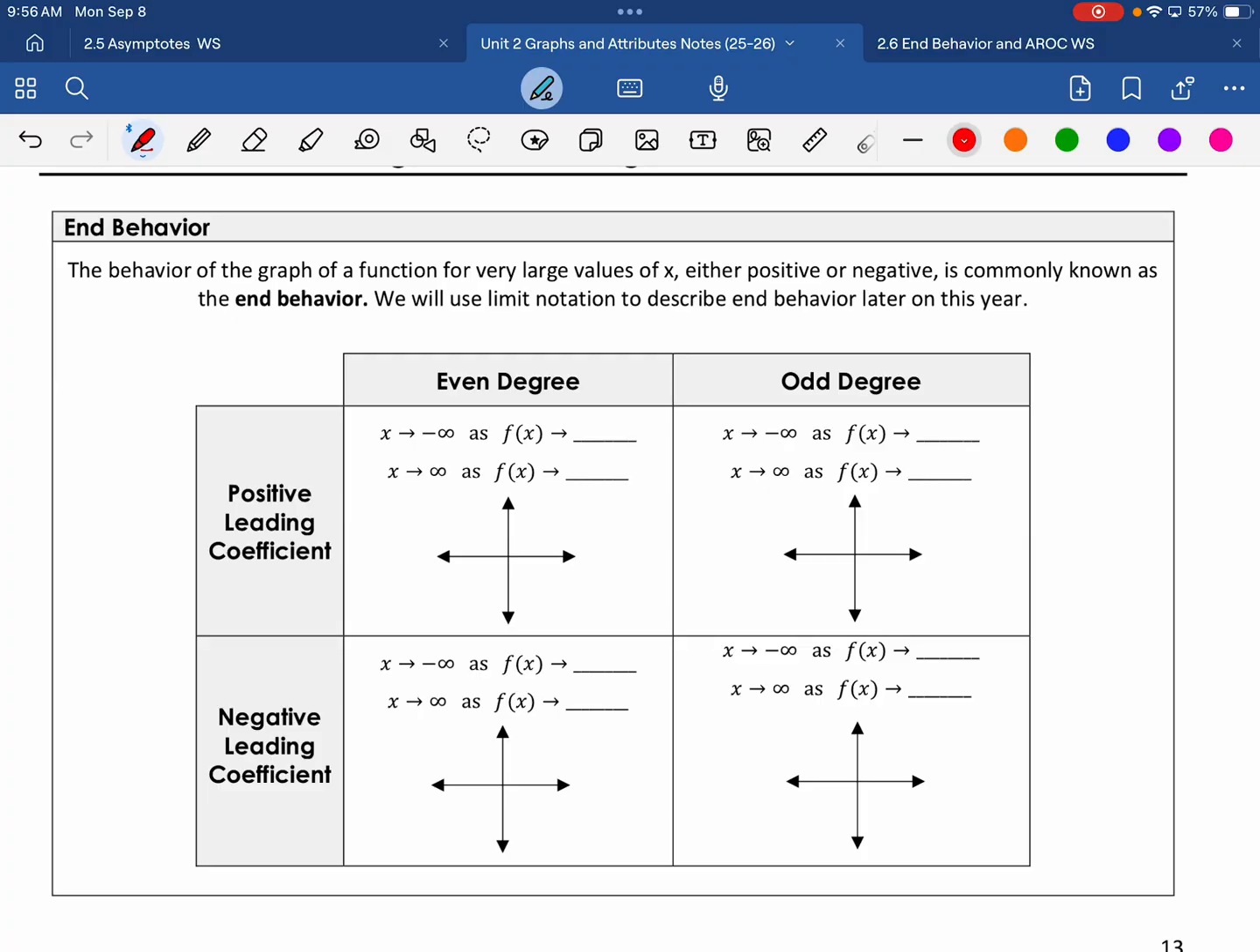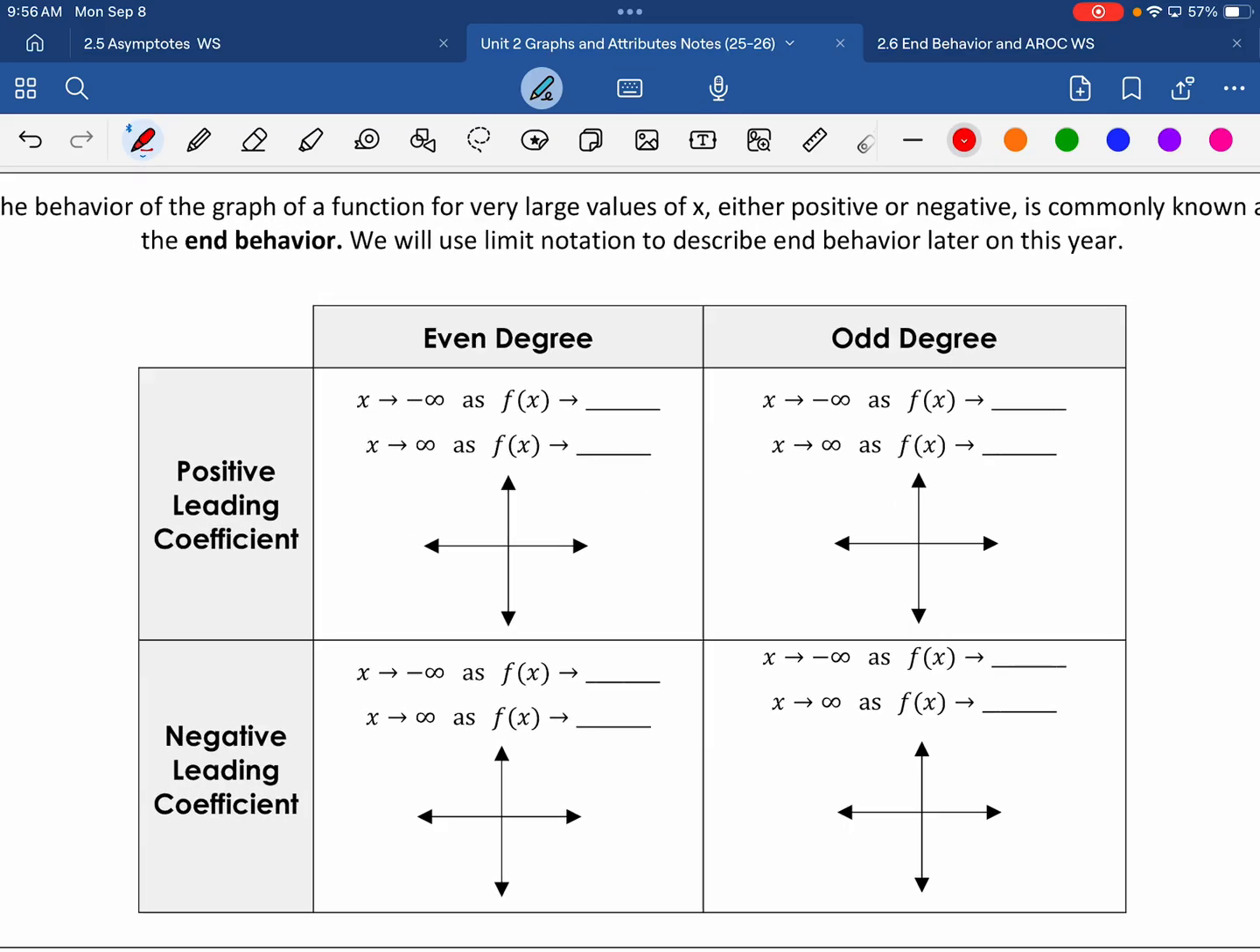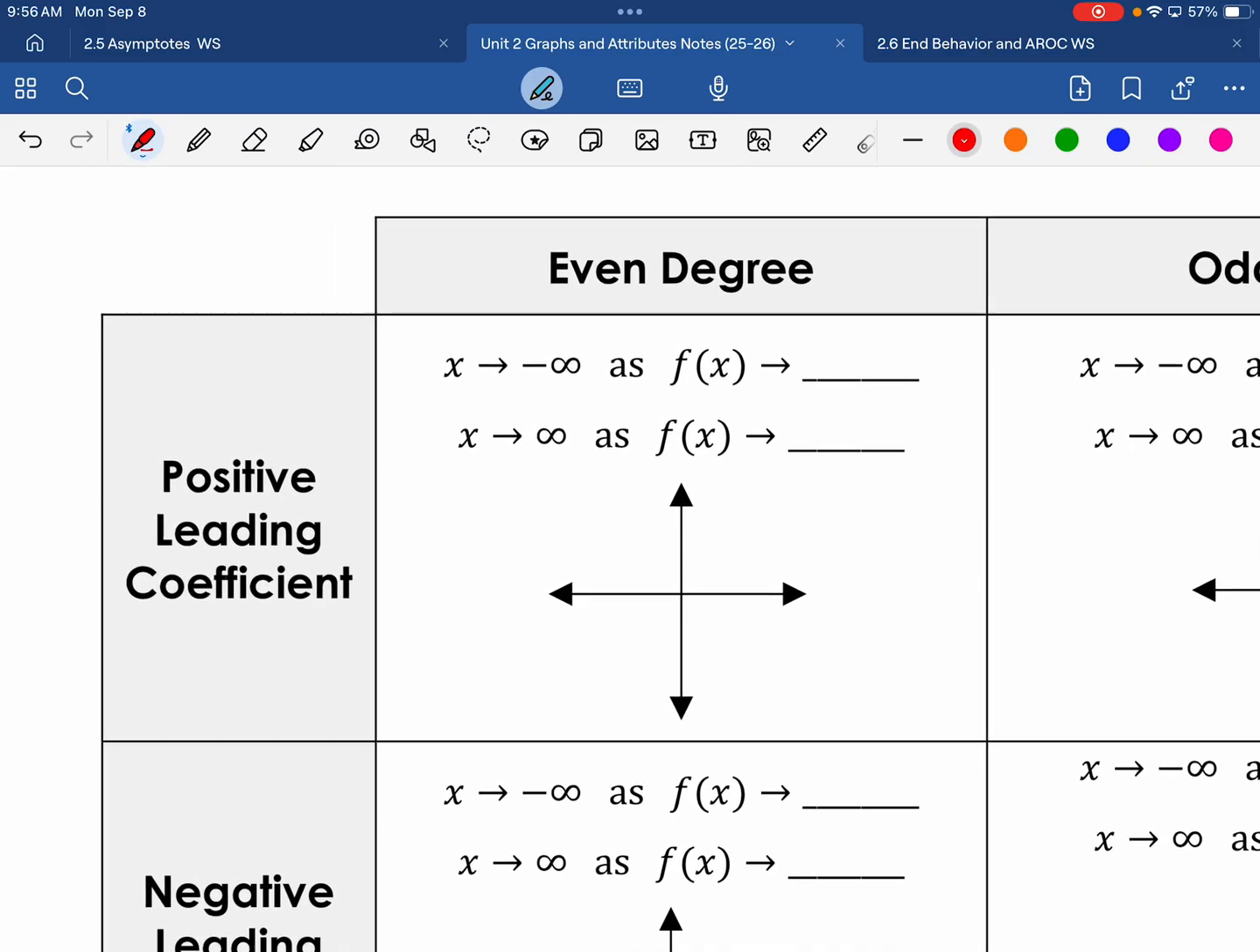And we have 4 different cases for my end behavior, depending on the degree and the leading coefficient. Now remember, we've already talked about the degree. The degree is the highest exponent. The leading coefficient is going to be the number with that exponent.